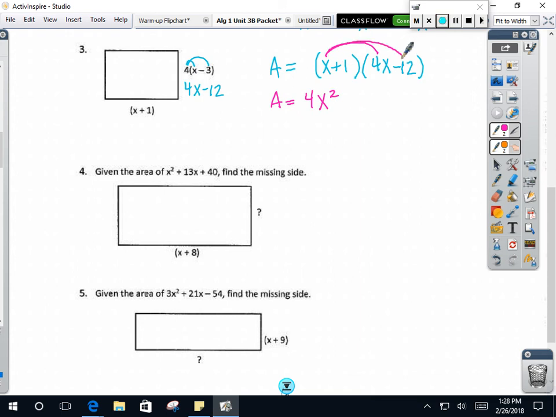X times negative 12 is negative 12x. 1 times 4x is 4x. And 1 times negative 12 is negative 12. And so the area is 4x squared minus 8x minus 12.